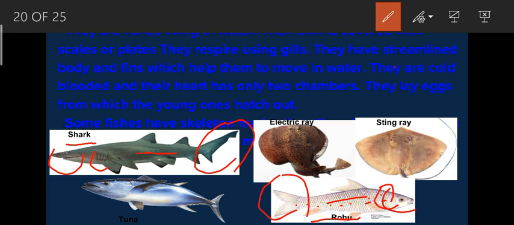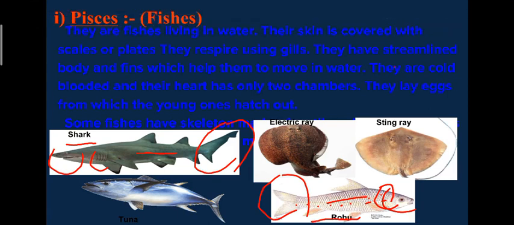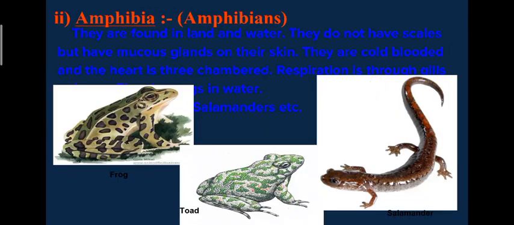Now on the basis of endoskeleton, which is either cartilaginous or made up of bones, we divide them into two categories: cartilaginous fishes and bony fishes. So this is superclass Pisces. The next class is amphibia. What is amphibia? Amphi means both, bia means life. The organisms which can live both on water as well as land are called as amphibians.